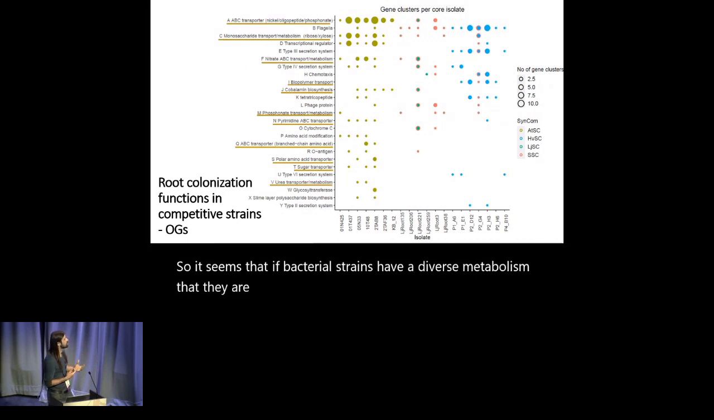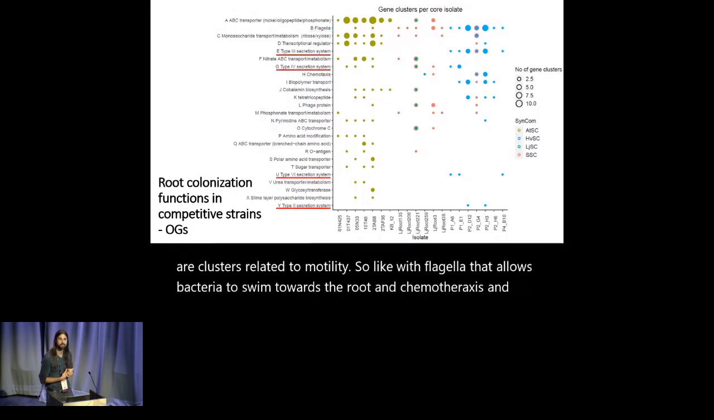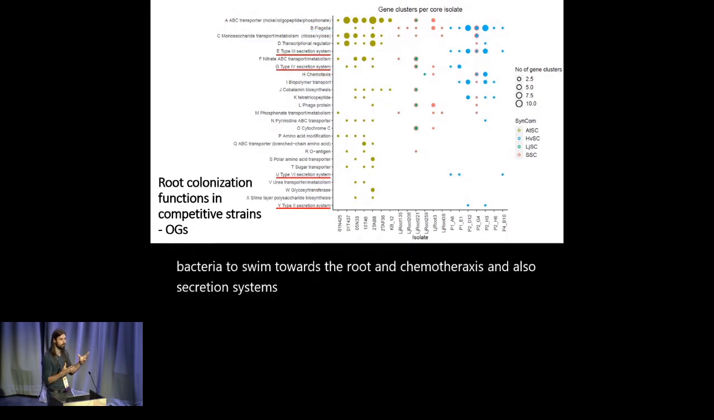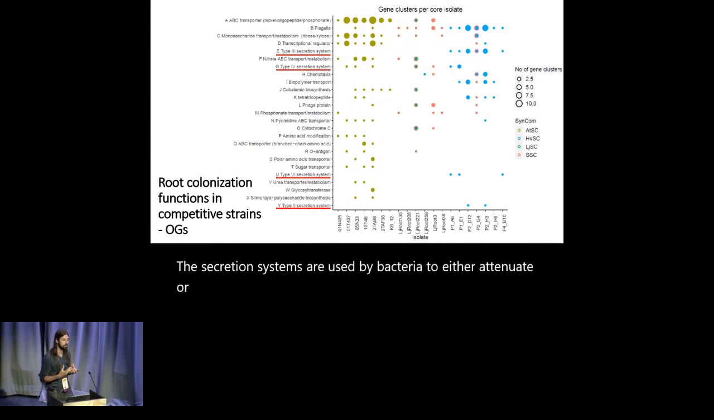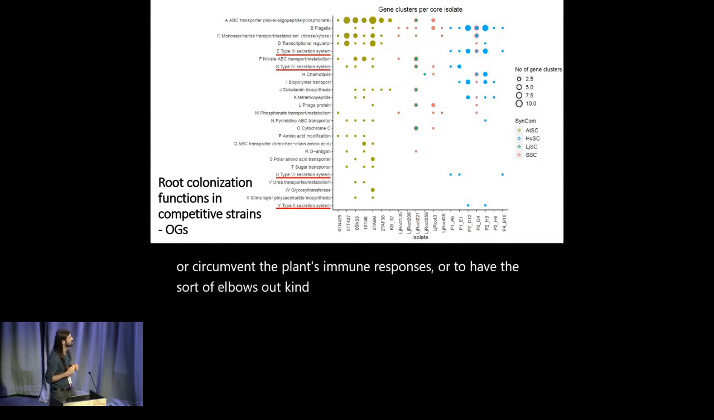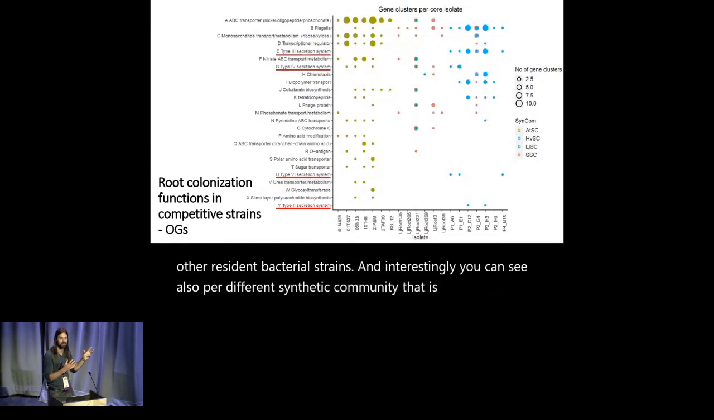There are clusters related to motility, like flagella, that allow bacteria to swim towards the root, and chemotaxis, and also secretion systems seem to be important. Secretion systems are used by bacteria to either attenuate or circumvent the plant's immune responses, or to have the sort of elbows-out strategy by negatively affecting other resident bacterial strains. And interestingly, you can see that per different synthetic community, it's also different which clusters seem to be important in which context.